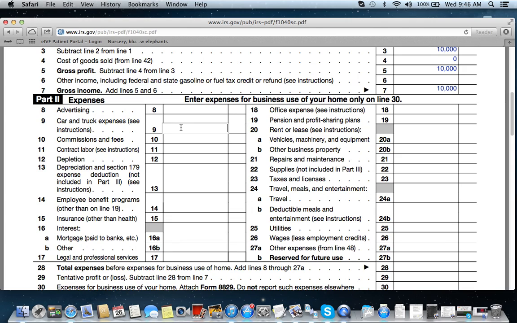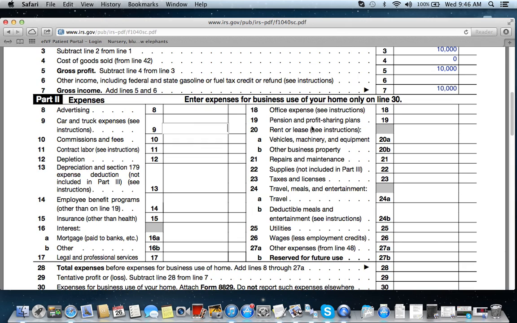Okay, line 9, car and truck expenses. That's just what it sounds like. Your car and truck expenses, what you spent mileage-wise. For most businesses, you're going to use the standard mileage rate, and we just had an article on that on Monday this week, I believe. And basically, there's 2 methods. You can track the actual expenses, and then multiply that by the percent you use your car for business. Or you can take the easy route and just use a standard mileage rate, which in 2012 was 55.5 cents per mile, and you just multiply that by the number of business miles you drove.